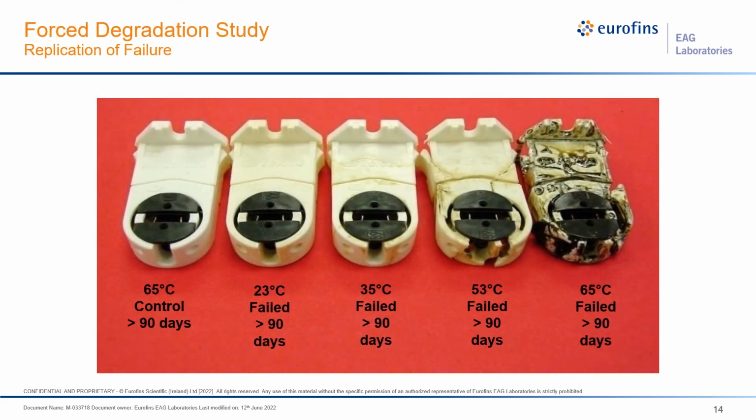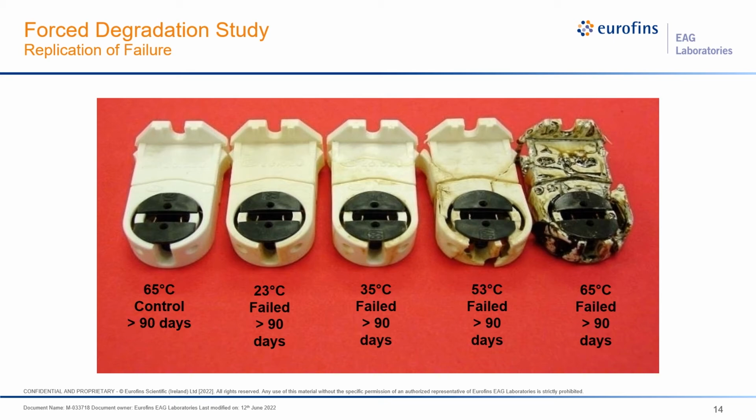In the slide on your screen, you can see the degradation study that was performed. On the left is a control, and then the three middle and the far right are samples that were exposed to the dicyclohexylamine, or DCH. You can see they were exposed at 23, 35, 53, and 65 degrees C. Every unit that was exposed to the DCH, regardless of the temperature and the days, failed. The unit that was exposed to the highest temperature did not fail, so we knew that it was not a temperature situation, but it was indeed the chemical situation.